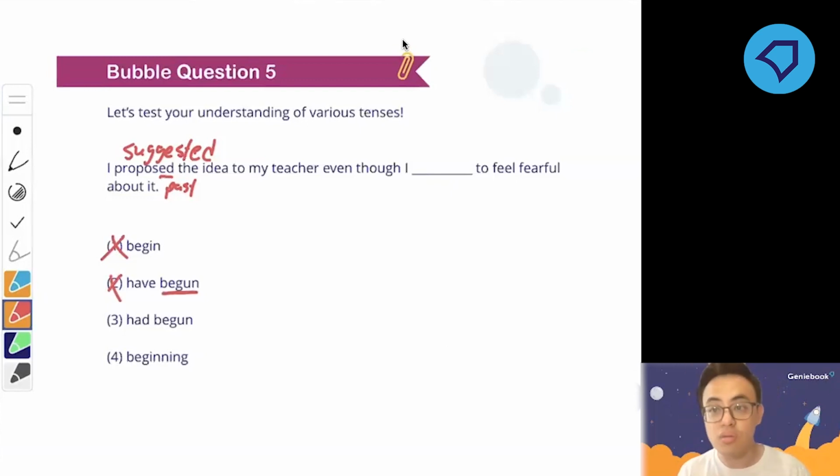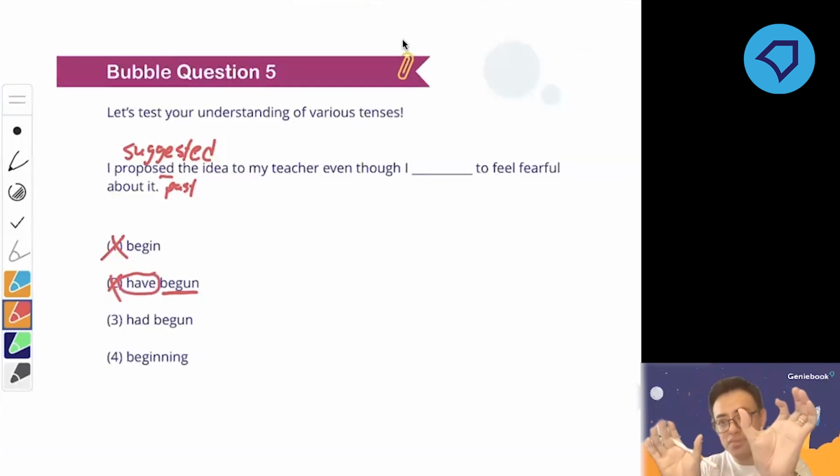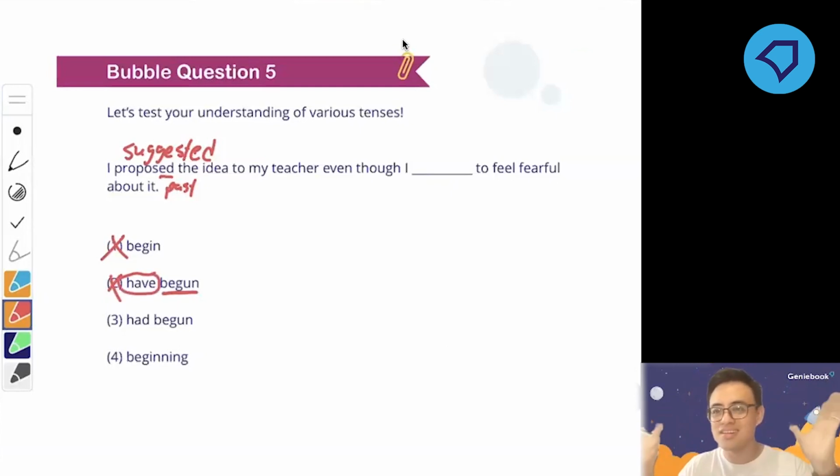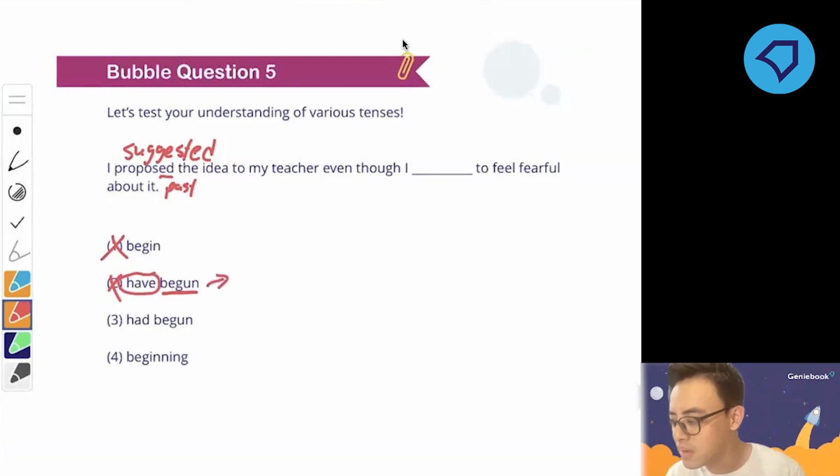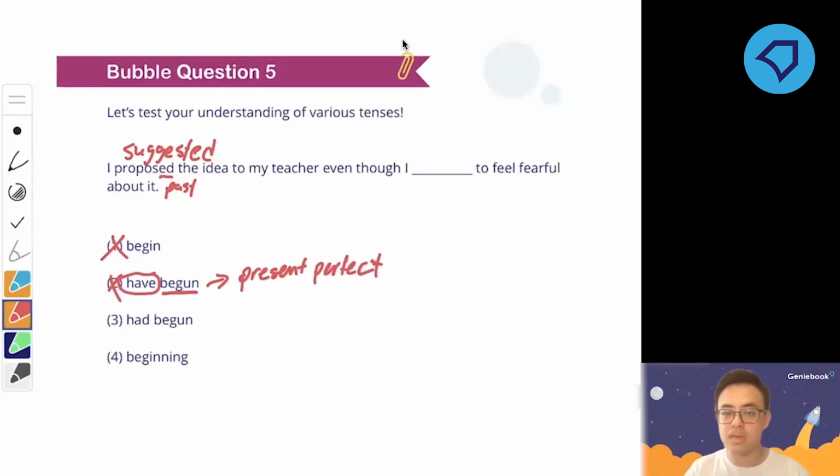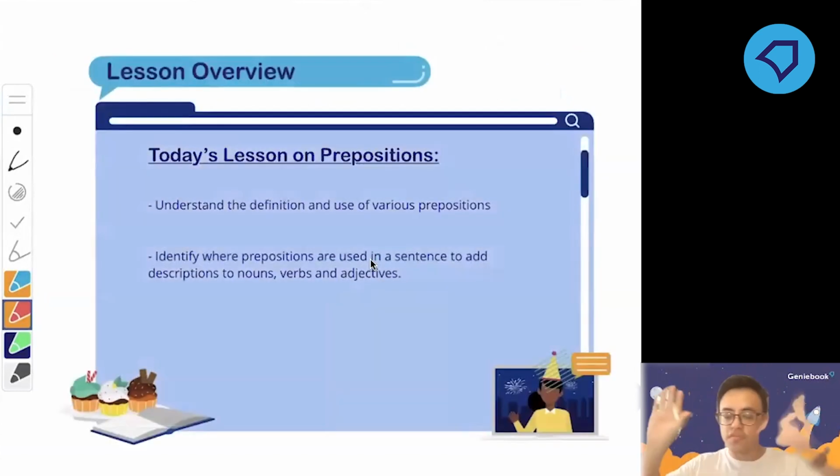Again, you look at the word begun, you think it's past, right? But the word have is present. So if you see a present word and a past tense word, what is that? This is present perfect, which is completely not what's allowed because this sentence is in past tense. So this is wrong. Beginning is continuous tense, so definitely no chance. The answer is number 3, had begun. I had begun. So we have finished with this section.